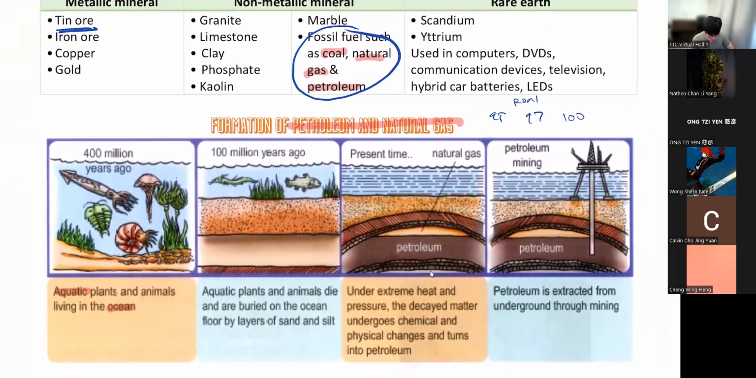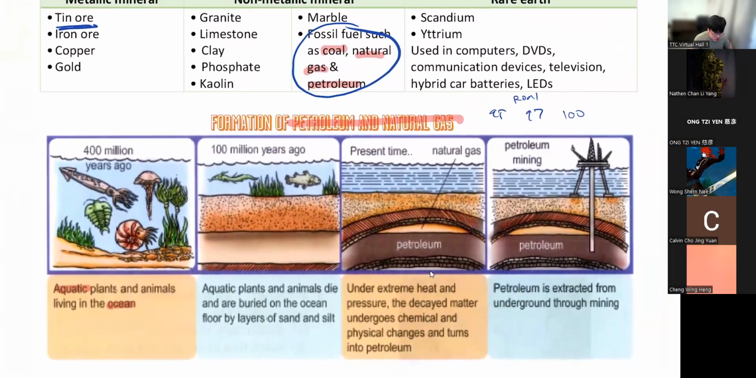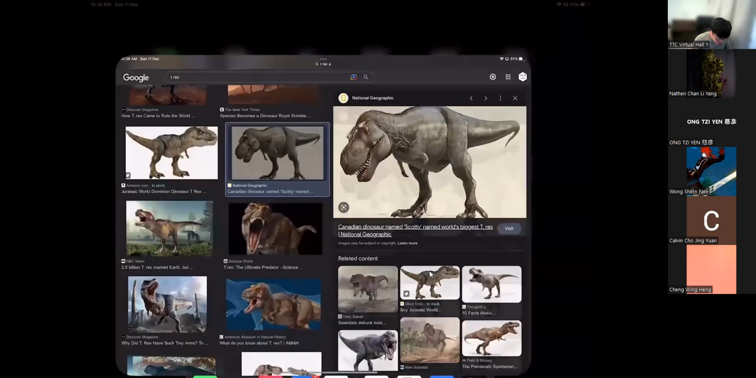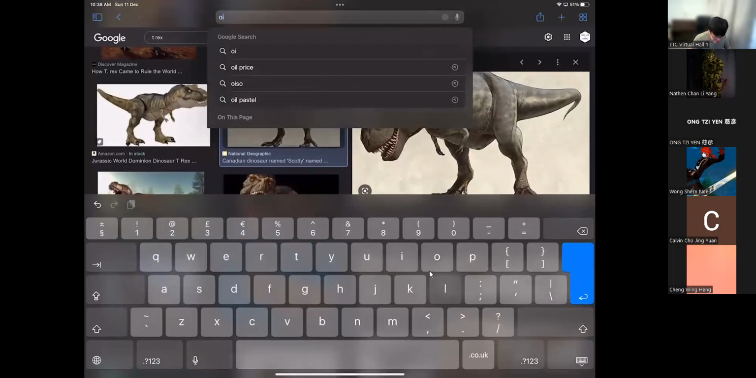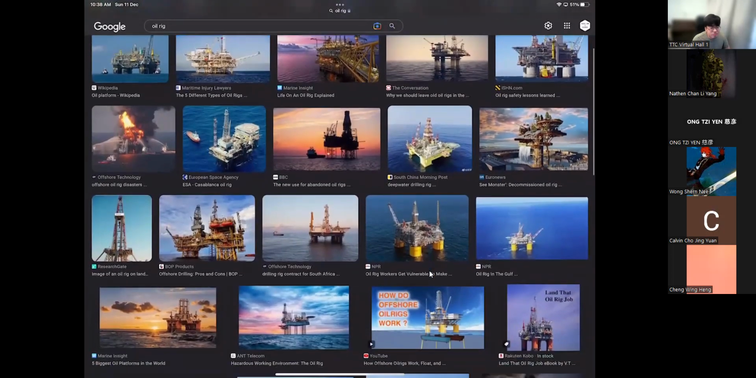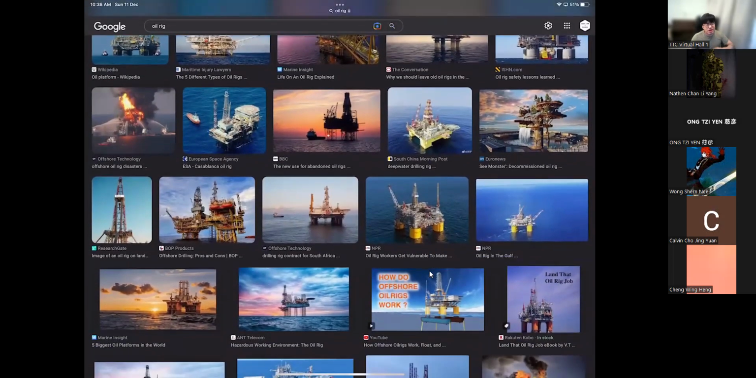So you see, most petroleum is from the ocean. That's why you only see oil rigs in the middle of the ocean. Oh, your father puts 97. Wow, so rich. Have you seen an oil rig before? See, oil platform. They're usually right smack in the ocean.